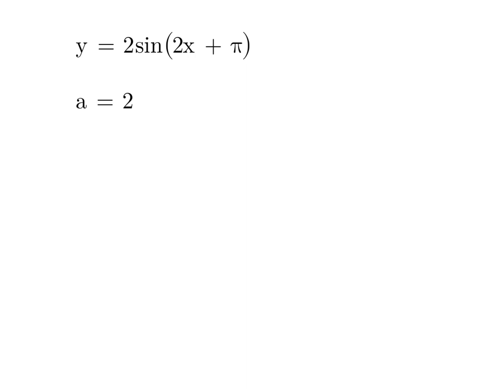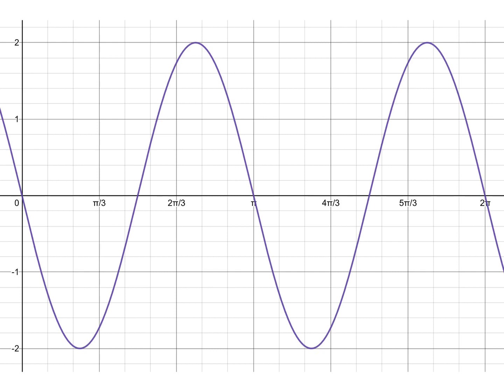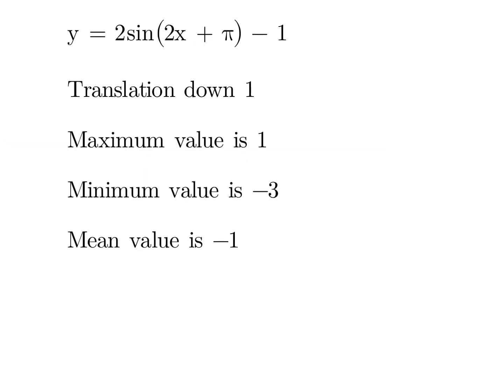Now let's introduce the amplitude. So we're going to take that last curve and just increase the height. So the max height will now be 2 and the minimum height will be minus 2. So it's the exact same curve that we've just drawn, only we go up to 2 and down to minus 2. And then we do add the minus 1 on the end, so that's a translation down 1.